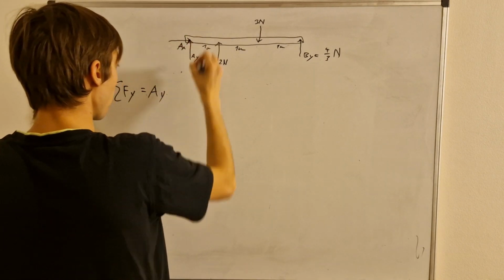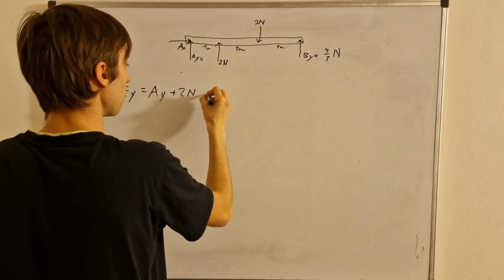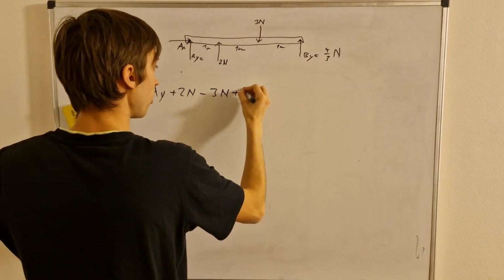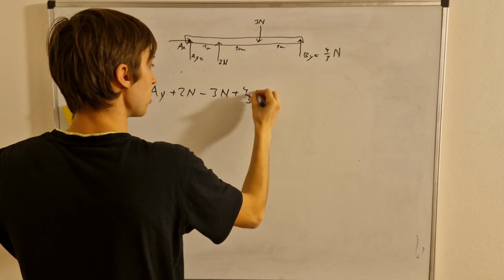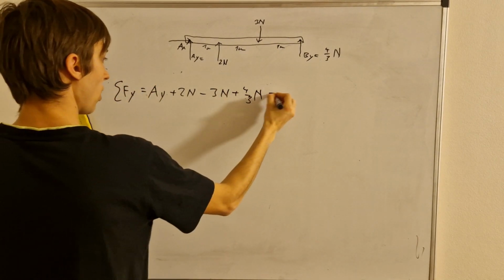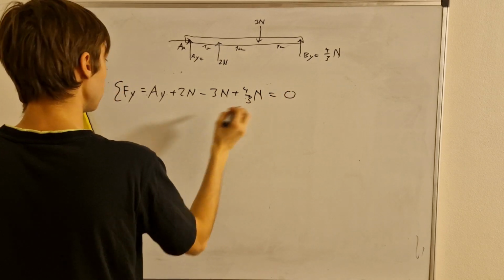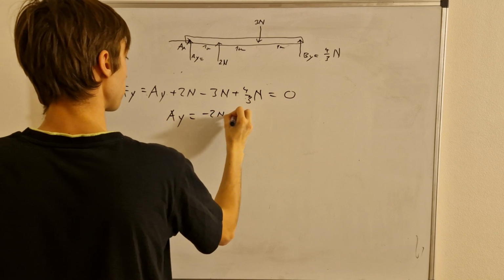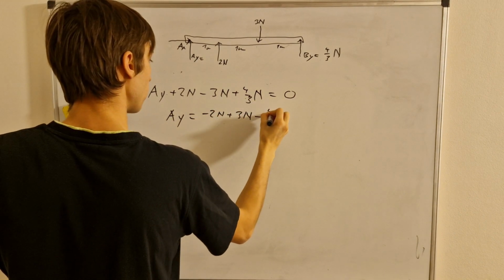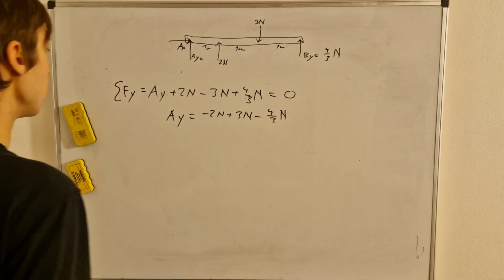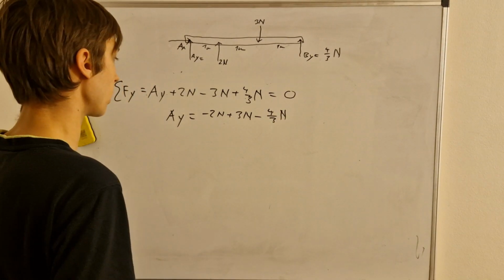It's Ay going up plus 2 newtons minus 3 newtons because that's going down, and plus 4 over 3. We got the By already, and that's going up. So all having to equal 0, and then Ay is going to be minus 2 newtons plus 3 newtons minus 4 over 3 newtons. So I isolated Ay on one side and everything else on the other side.